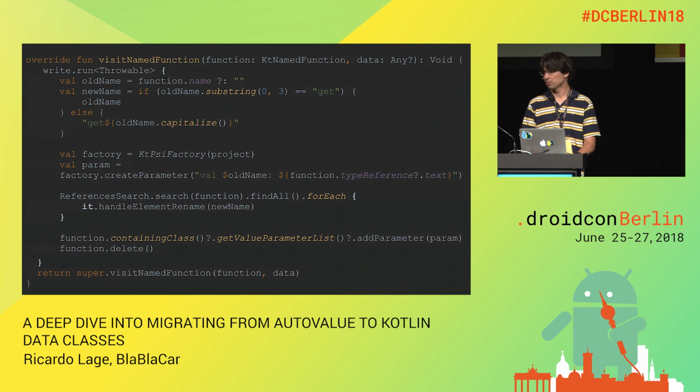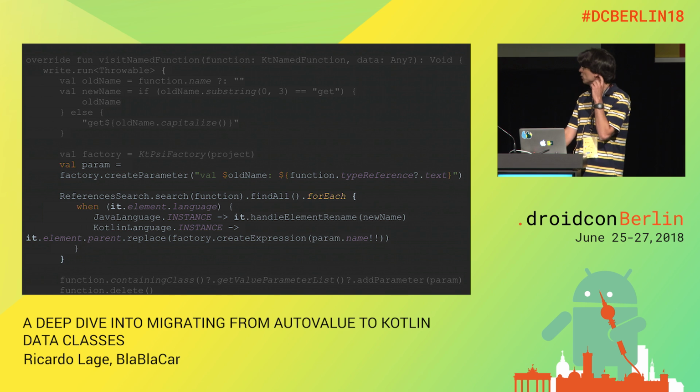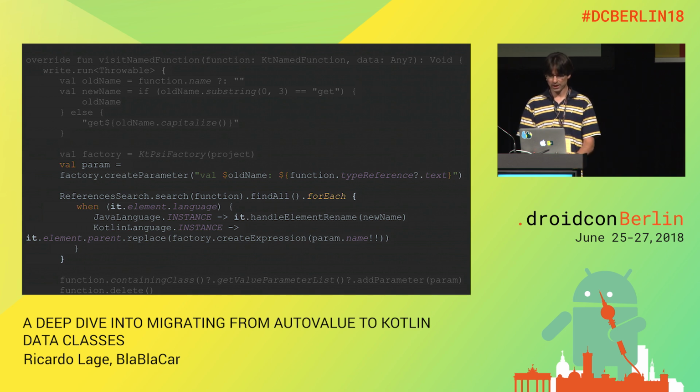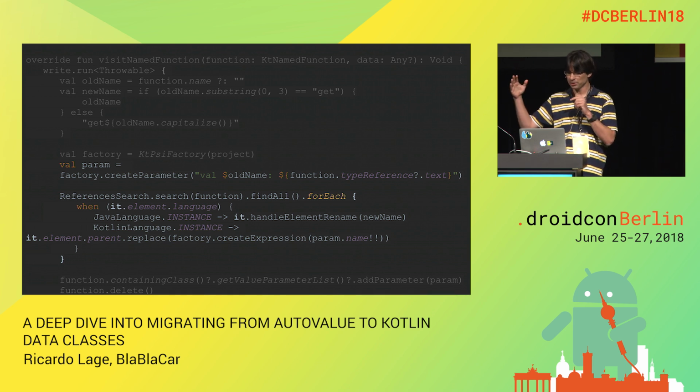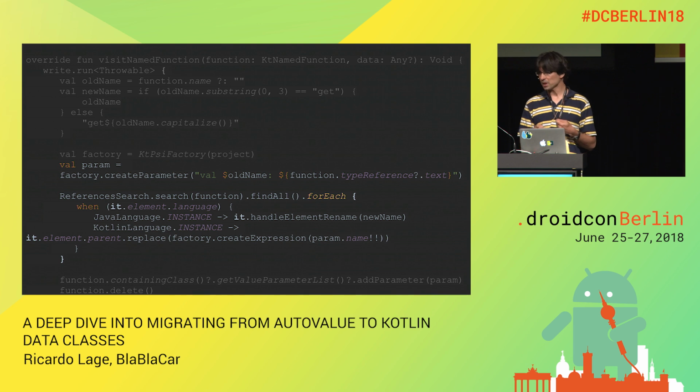This works well for Java, but for Kotlin, what we want to do is change the type of call. So we are not anymore calling a method, we are calling a field. So for Kotlin, what we need to do is check the language of the element. If it's Java, we can do the handle element rename that we're doing. If it's Kotlin, however, we can take advantage that this is an abstract syntax tree of our code, right? So we can get the parent of the method name that is being called, because the parent represents the name of the method plus its parameters, and replace it with the field name that we are creating in our Kotlin data class.